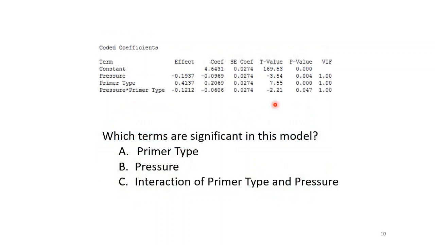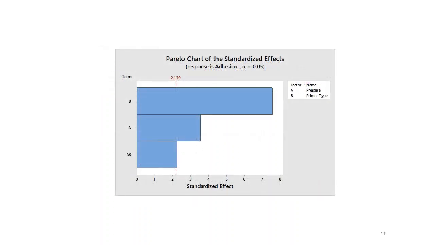For example, here is output from the DOE. So which terms are significant in this model? In addition to the ANOVA table, a Pareto chart of effects shows which terms contribute the most to the variability in the response. Here, the chart shows the standardized effect of each factor on adhesion.